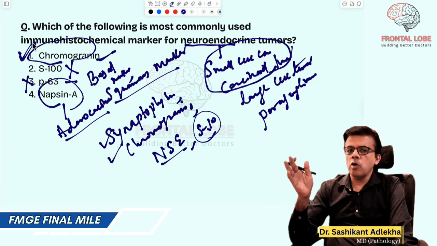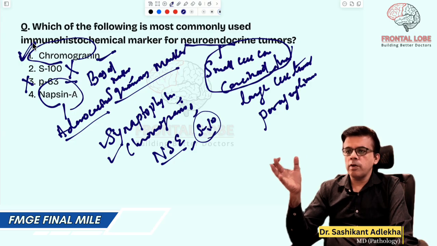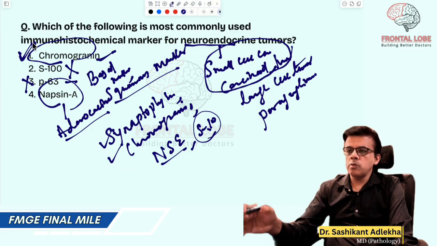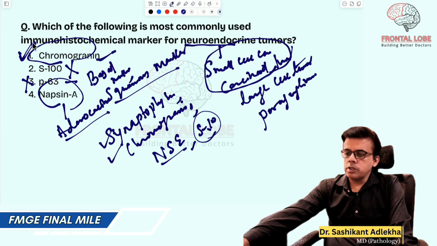So you must remember the common immunohistochemical markers of different tumors which are repeatedly being asked as MCQs. You need to identify them, either directly asked as is seen in this question, or it may be asked in the form of some vignettes. So the correct answer here is chromogranin. So now let's move to the next question.